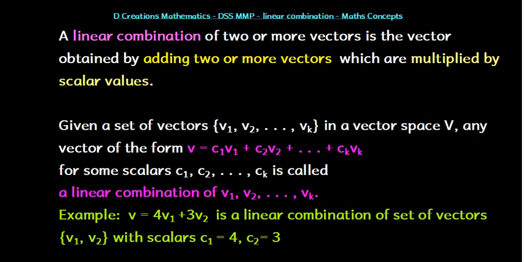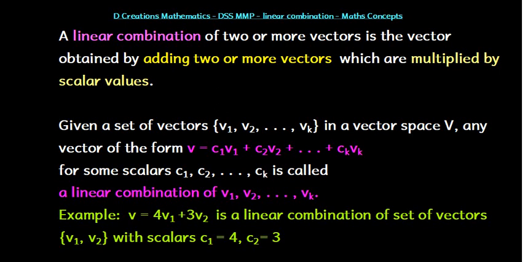ckvk is a linear combination. What is happening here? There are k vectors v1, v2 up to vk. Each one of them is multiplied by a scalar. For example, v1 is multiplied by a scalar c1, v2 is multiplied by a scalar c2, vk is multiplied by a scalar ck, and then those product terms are added.